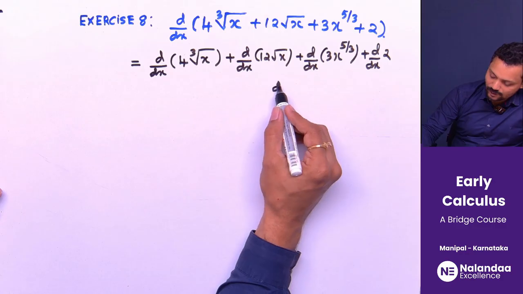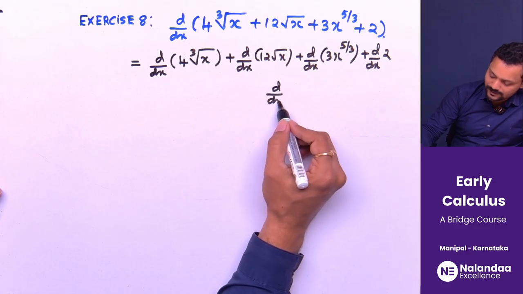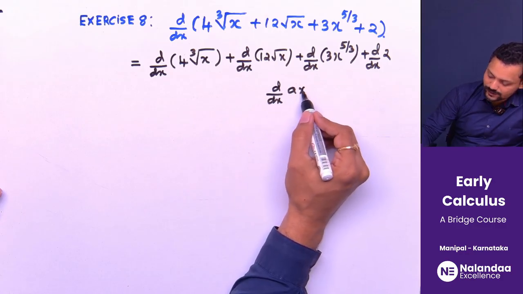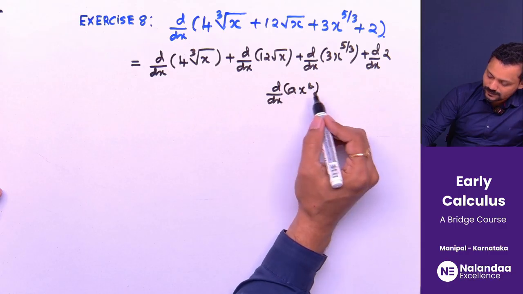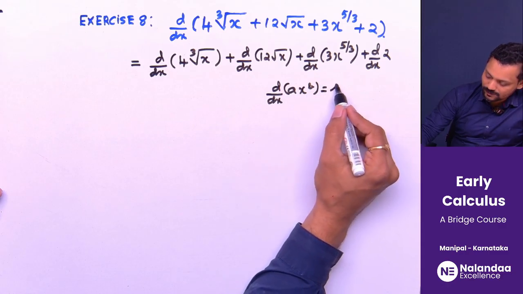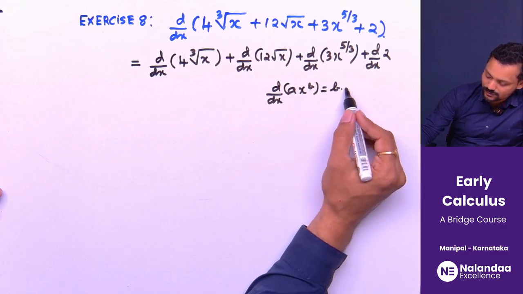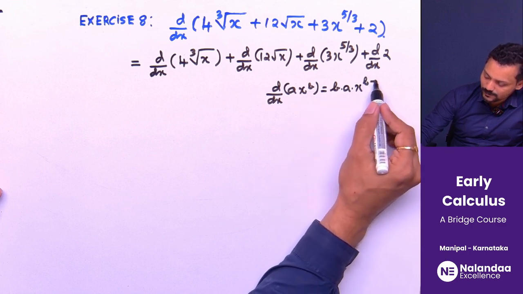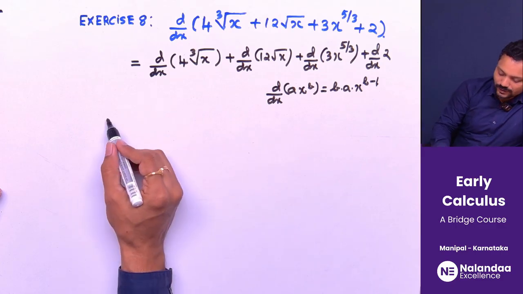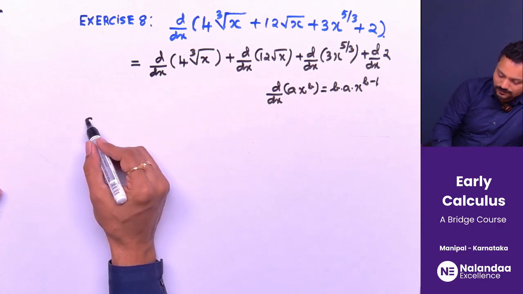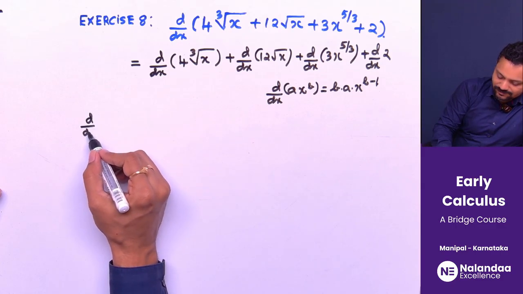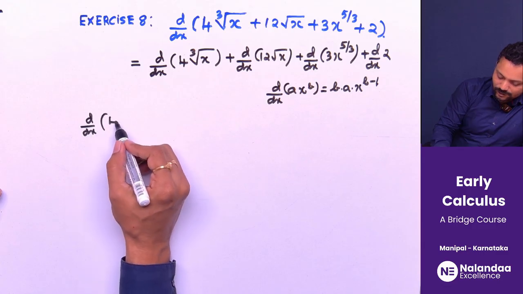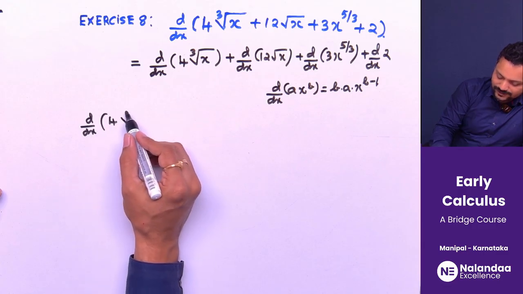So now let us find the differentiation of these one by one. Now again the concept, d by dx of a into x power b is equal to the power b into a into x power b minus 1. So let us go to the first term, d by dx of 4 cube root of x.